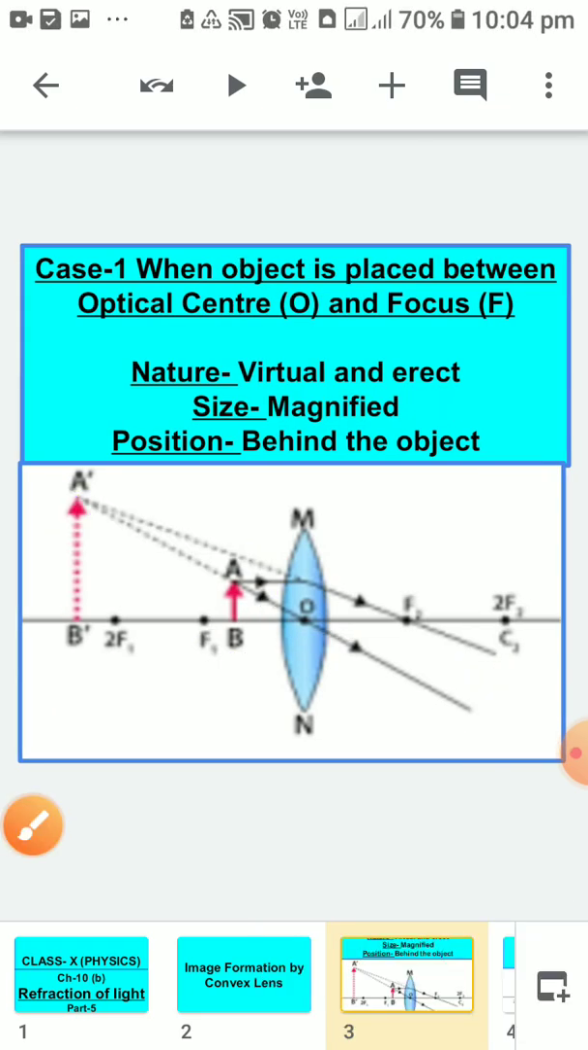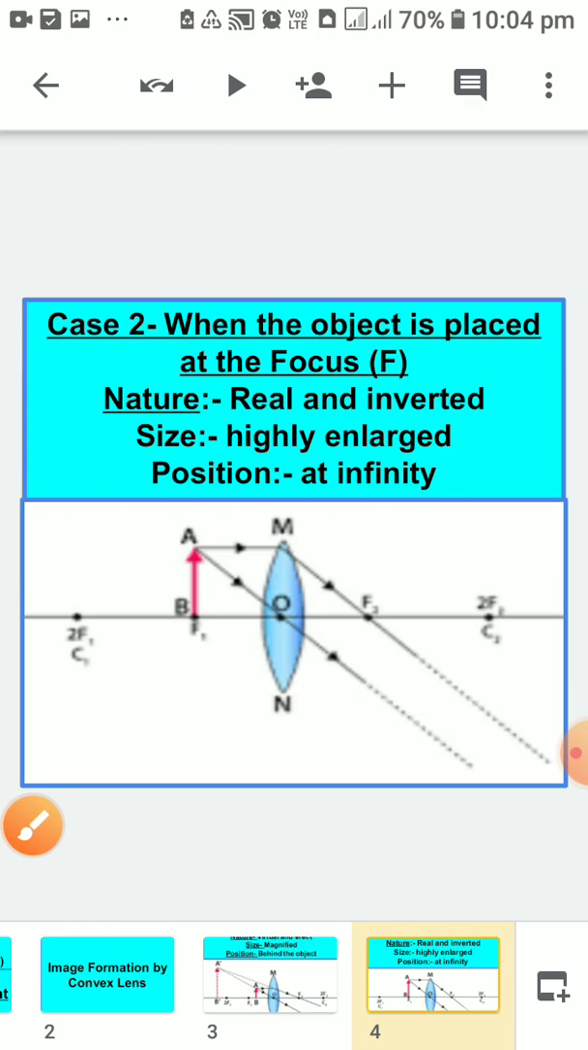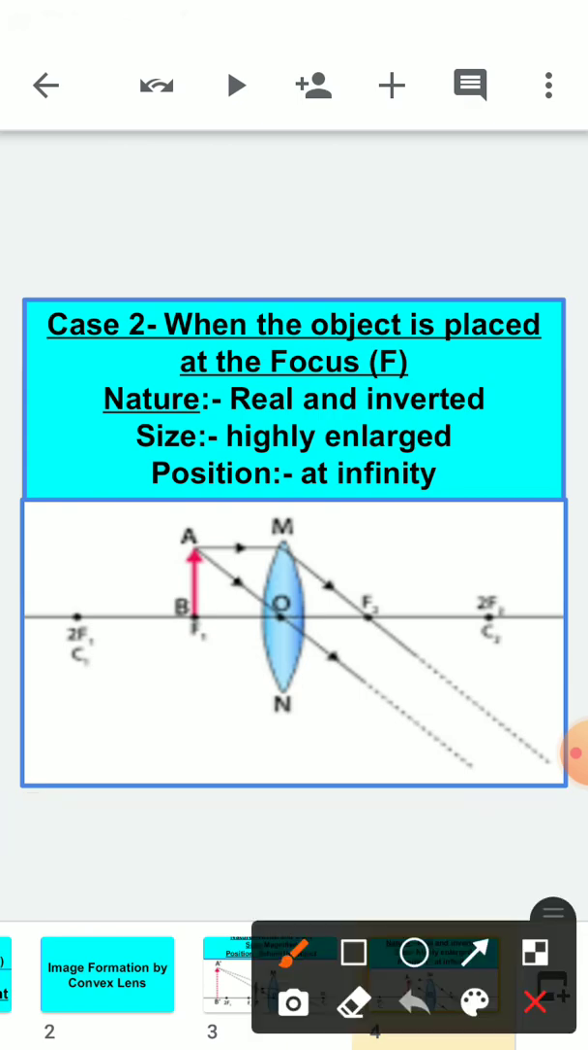So now the second case is when the object is placed at the focus. Children, in this case, our object is placed at focus and the refracted rays are going parallel. They are parallel, and these two parallel lines are showing that image will form, but it will form somewhere at infinity. So in this case, nature will be real and inverted, size will be highly enlarged, and position will be at infinity.